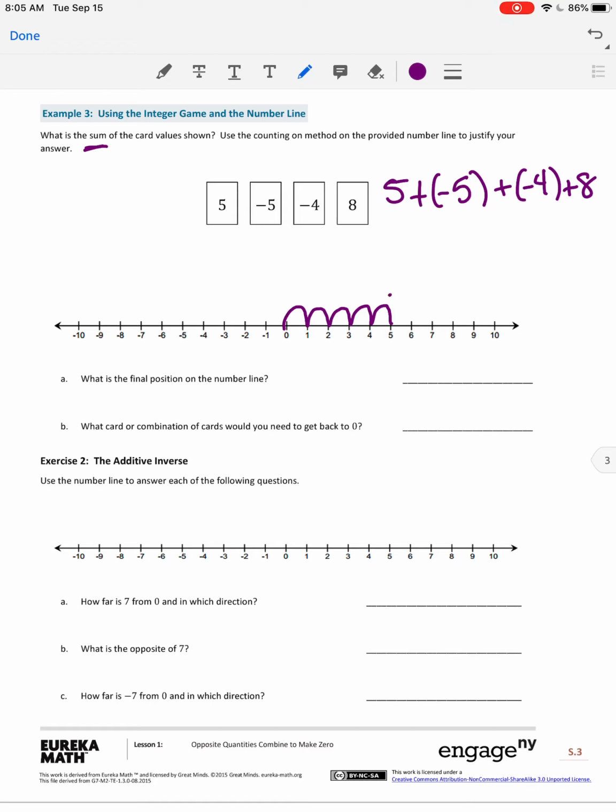So I'm going to start at 5, and I'm going to go 5 spaces to the left. 1, 2, 3, 4, 5. Well, now I'm back at 0. So I did 5 and -5.